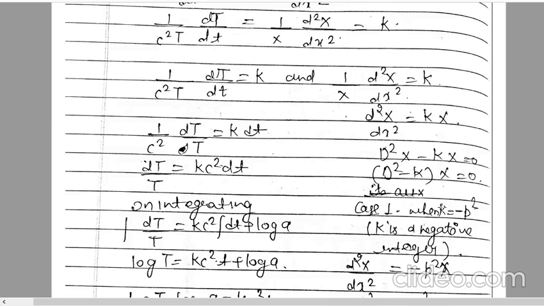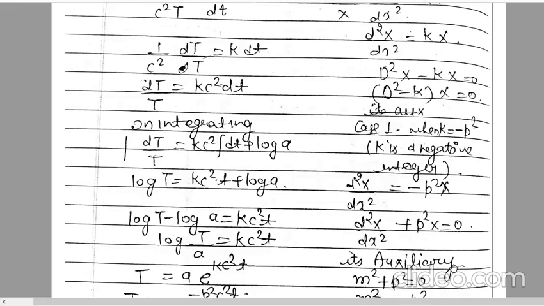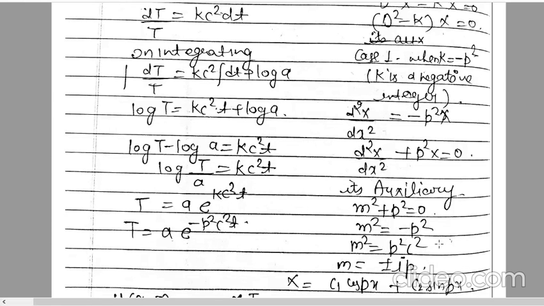So just see carefully. When k is equal to minus p², that means k is negative. So d²X/dx² is equal to minus p²X, that is d²X/dx² plus p²X is equal to 0. We know that this is a second order differential equation. To solve this equation, we will calculate the auxiliary equation. Put D equal to m. So m² plus p² is equal to 0.